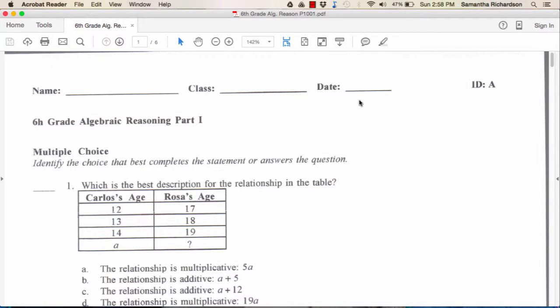This is the 6th grade Algebraic Reasoning Part 1 test. Please make sure your name is on your paper as well as the title, which would be the 6th grade Algebraic Reasoning Part 1 assessment. Alright, multiple choice. You will need to identify the choice that best completes the statement or answers the question.